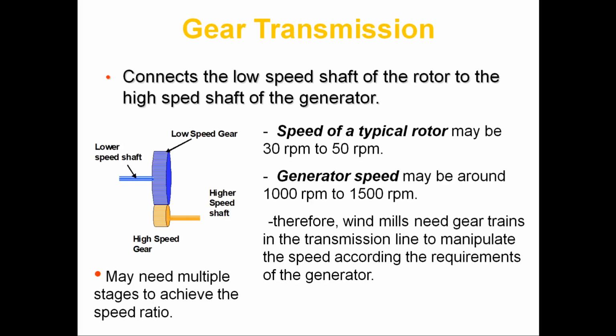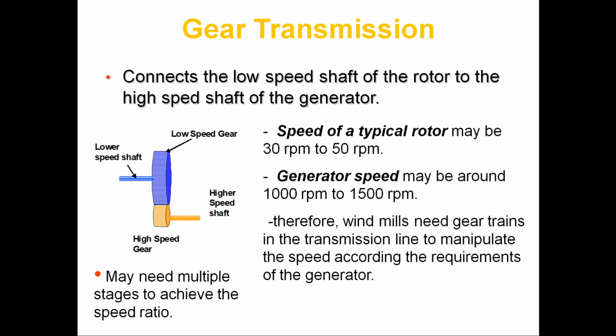Now, what is the requirement of gear transmission? The gear connects the low speed shaft to the high speed shaft. The low speed shaft is connected to the rotor on which the blades are mounted, and the high speed shaft is the one on which the generator is mounted. A typical rotor will have a speed of 30 rpm to 50 rpm, but the generator speed may be around 1000 to 1500 rpm. So we need to increase the speed from 50 to 1000 or 1500.